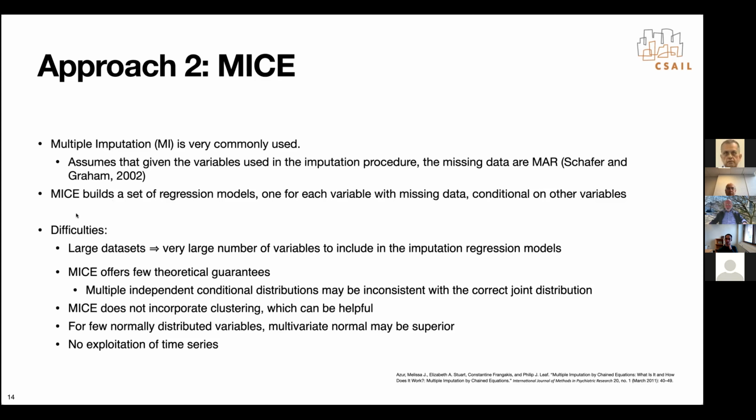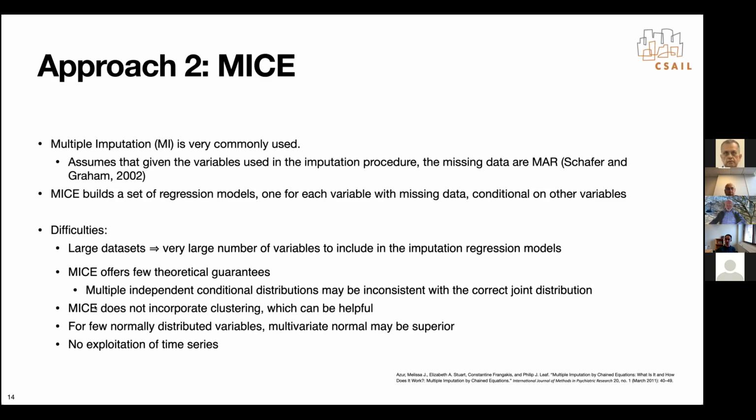There are, of course, difficulties with these. You can imagine that one data set I'm working with right now has about 56,000 variables, all of which are sometimes missing. So building 56,000 imputation models is somewhat daunting and of course computationally difficult. MICE doesn't have a very good set of theoretical guarantees either, because these multiple independently calculated conditional distributions may be inconsistent with the correct joint distribution. And so you're not guaranteed that you're getting correct answers.